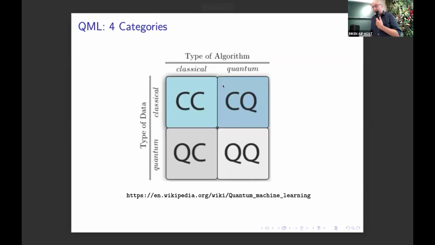Let me go now to the research in this field of quantum machine learning. It can be classified mainly into 4 categories, depending on the nature or the type of the data, or the type of the algorithm. The data can be quantum or can be classical. The algorithm we use also can be classical and can also be quantum. And depending on the interaction between the type of data and the type of algorithm, we can find a subfield of research in quantum machine learning.